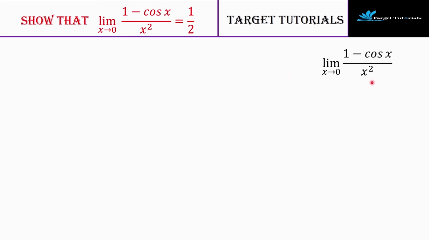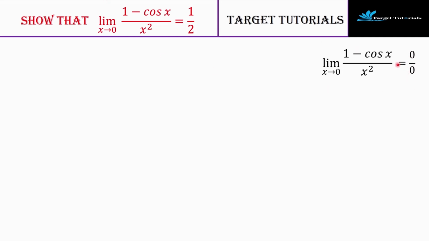If we do that, we are going to obtain what? If we replace everywhere you see x with 0, we have 1 minus cos 0, and cos 0 is 1. So in the numerator we have 1 minus 1, which gives us 0, and in the denominator we have 0, from which we obtain 0 divided by 0, an indeterminate form. So we cannot conclude from here.